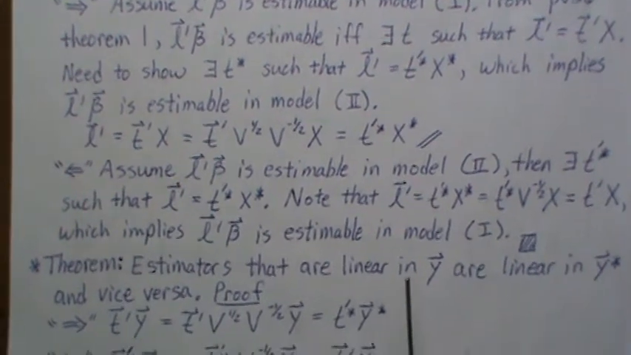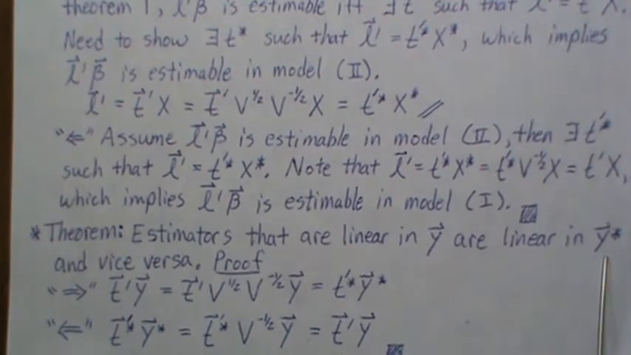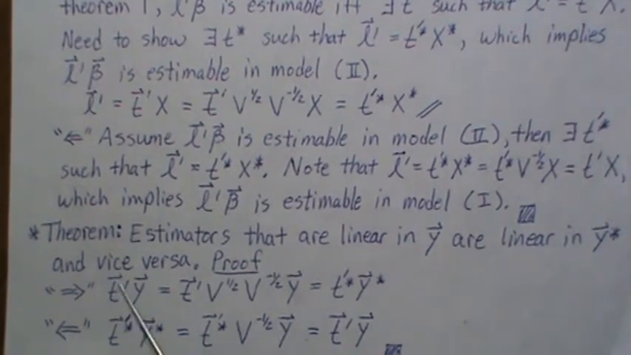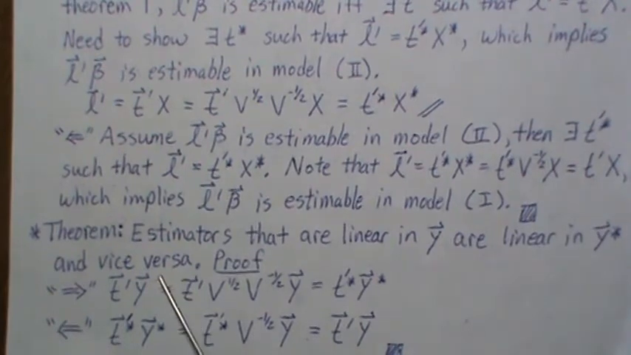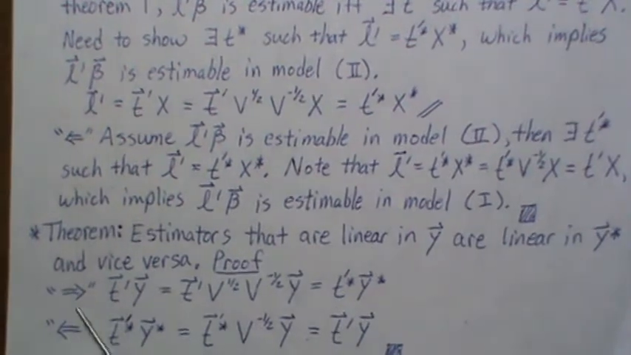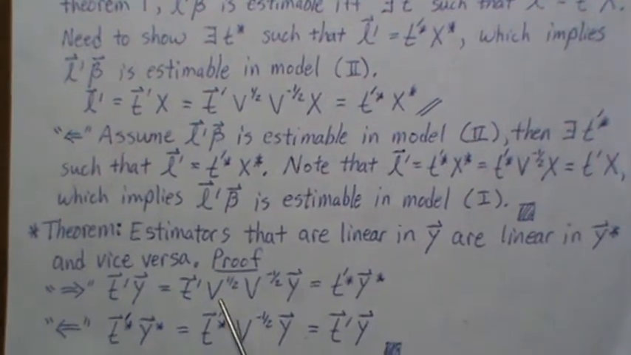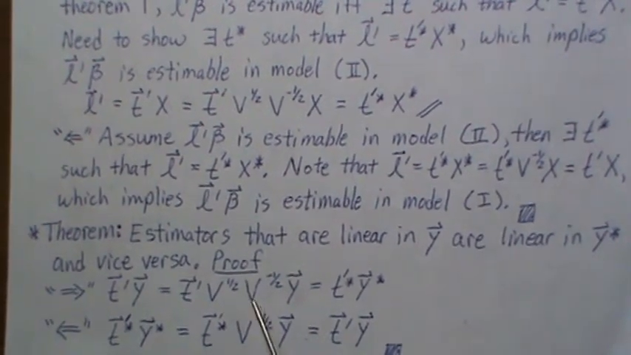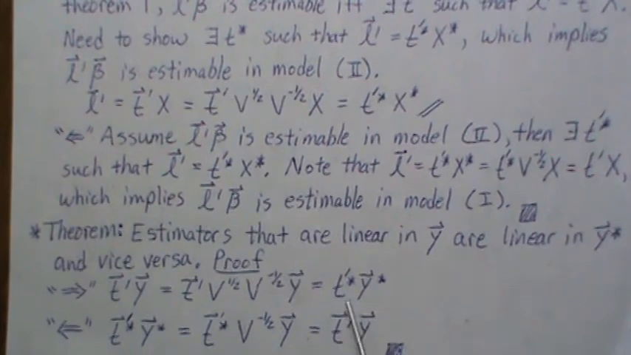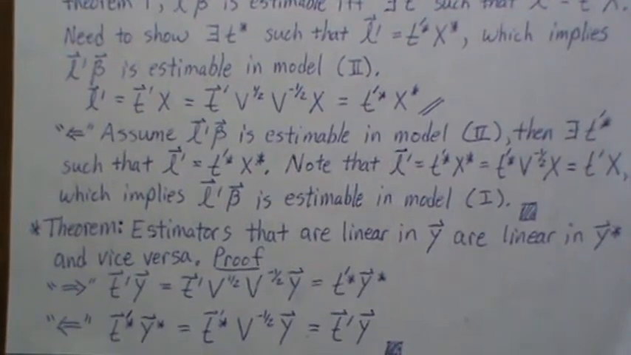The next theorem: estimators that are linear in y are also linear in y star, and vice versa. Meaning if it's linear in y star, it's also linear in y. So let's go this way. Let's assume it's linear in y. Then let's put the identity matrix in the middle here, which doesn't change it. But we're going to use the square root matrix and the inverse of the square root matrix. And then group them. This is what we were calling y star. And this is just another vector. And so that says it's linear in y star.